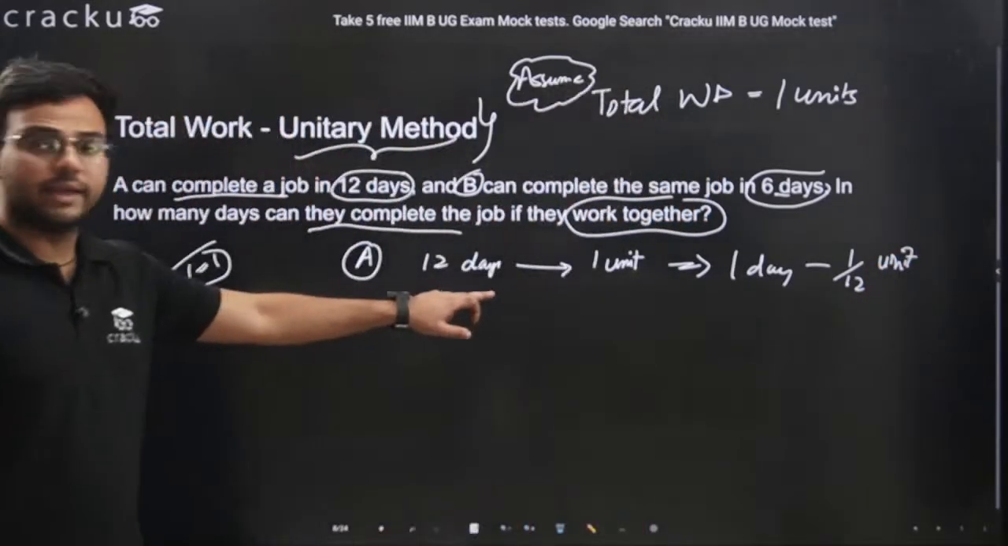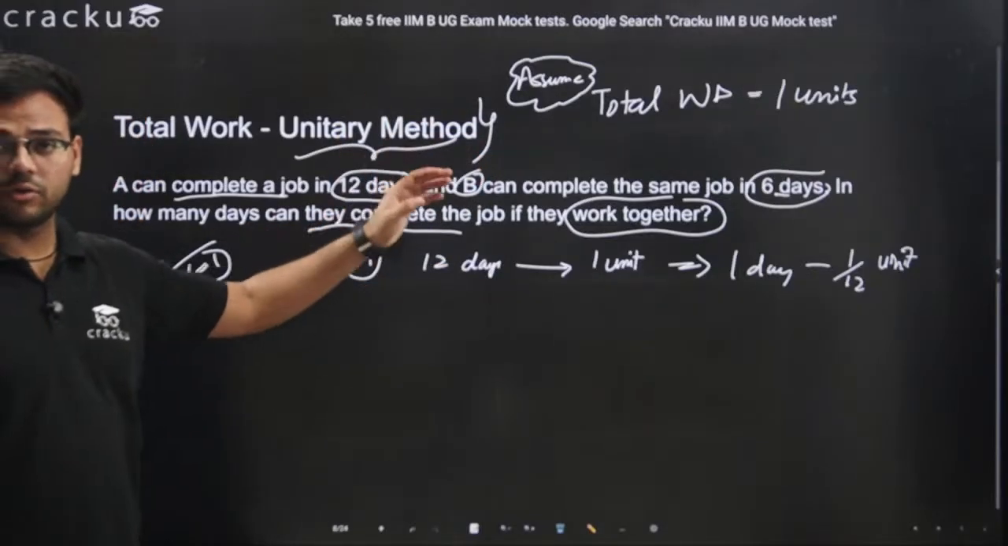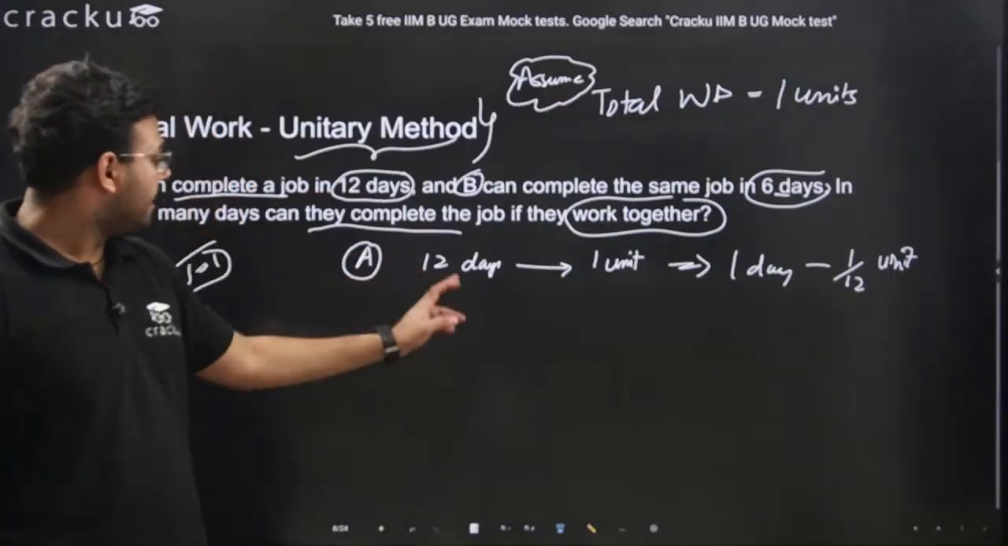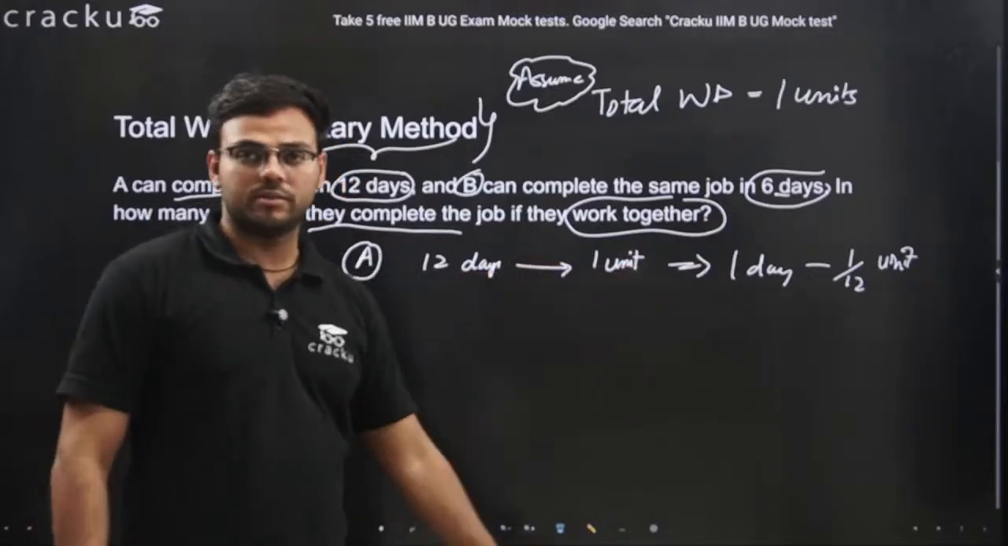This 1 unit, I have assumed, is the total work which you have to do. The job is of that 1 unit. A is taking 12 days for 1 unit. So in each day he is doing 1 by 12 units, right?